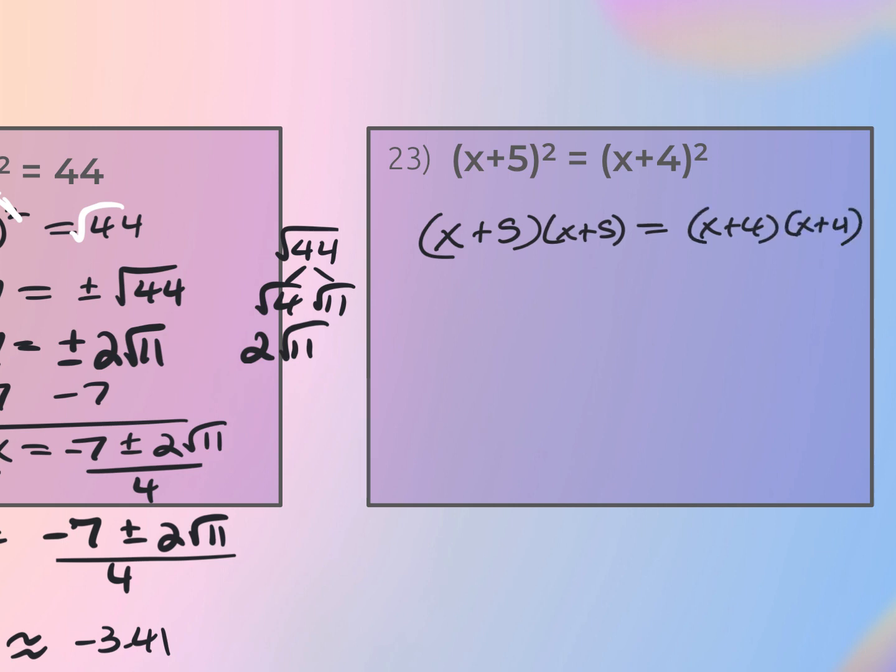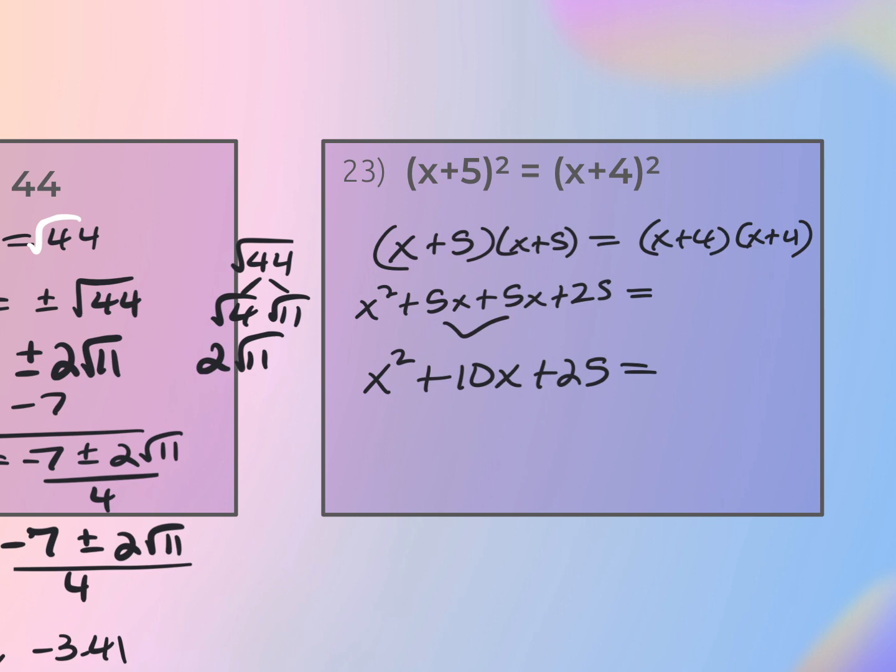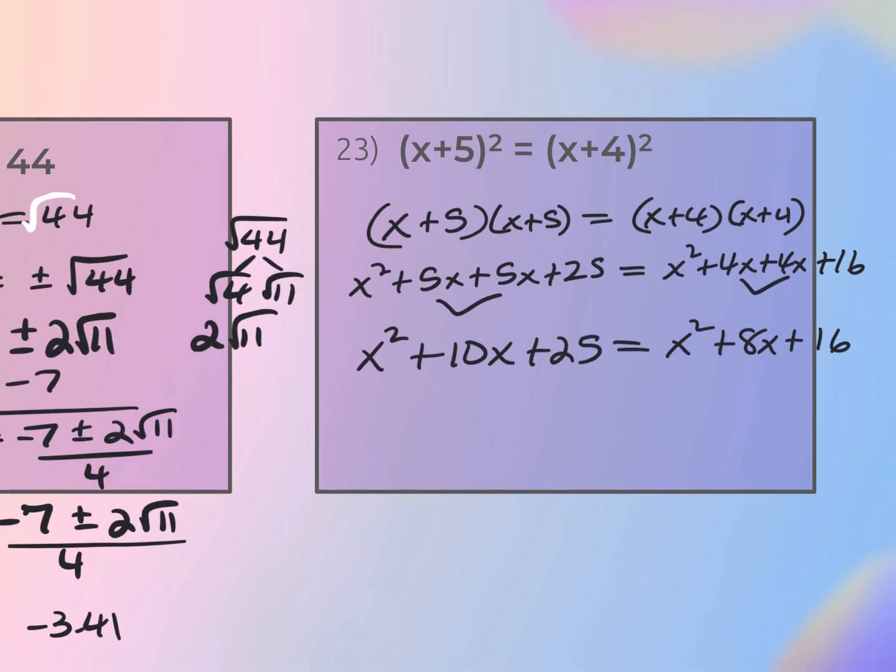I'm going to FOIL this one. X squared plus 5x plus 5x plus 25. I can add those middles, and I get x squared plus 10x plus 25. I'm going to FOIL the other side. X squared plus 4x plus 4x plus 16. Add the middles. And now begin combining like terms and move them across.